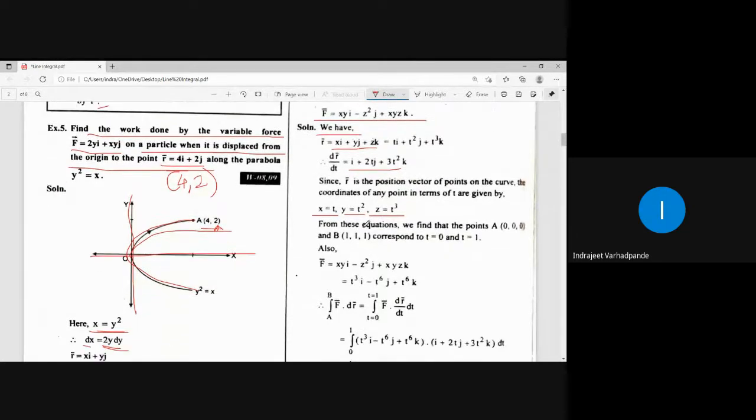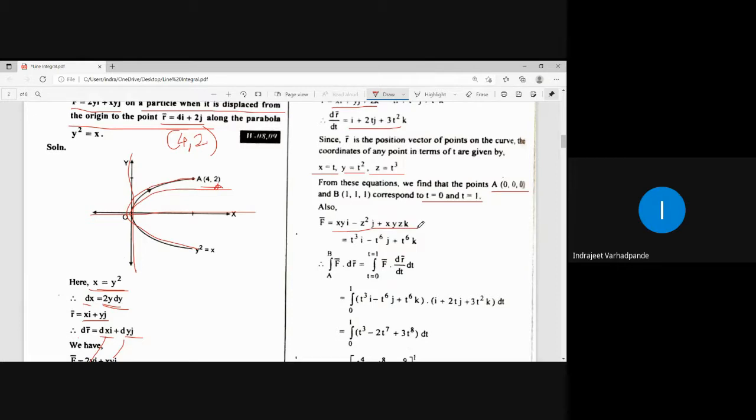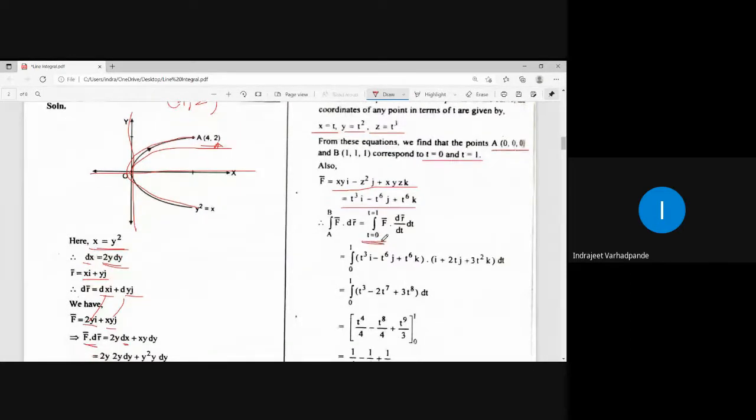Now, since it is moving from the point A (0, 0, 0) to (1, 1, 1), t will be equal to 0 and t will be equal to 1. So t is moving between the points 0 to 1. F bar is expressed as xy i minus z square j plus xyz k. Put x is equal to t, y is equal to t square, z is equal to t cube. So f bar is t cube i minus t to the power 6 j plus t to the power 6 k. So f bar dot dr bar will now be completely expressed in the form of t, and integration will be done between t is equal to 0 to t is equal to 1.